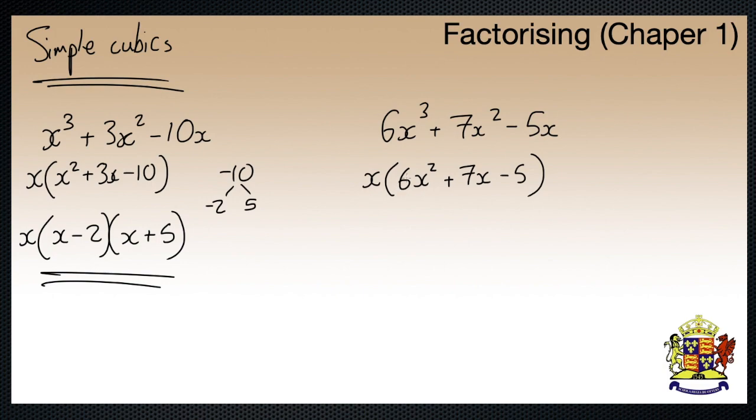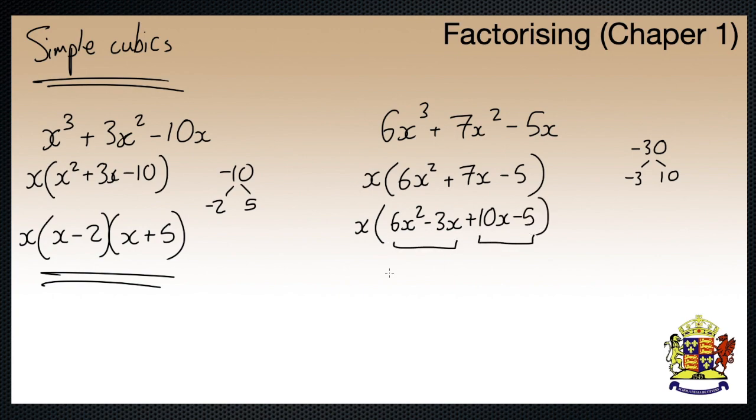In this case, we have a number before x squared. We have a coefficient, so it's a bit more difficult. Times 6 by 5, we have minus 30. Two numbers which times to make 30, add to make 7, and one of them's negative, so I think 3 and 10 works, make the 3 negative. So we have 6x squared. Let's go for minus 3x plus 10x minus 5.